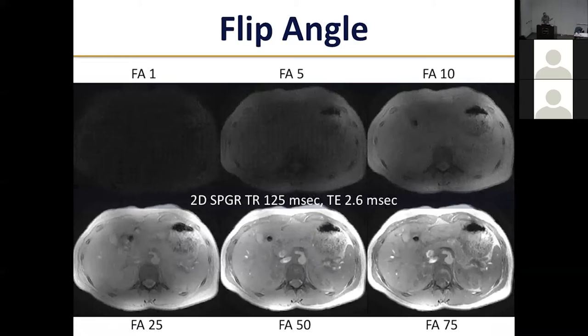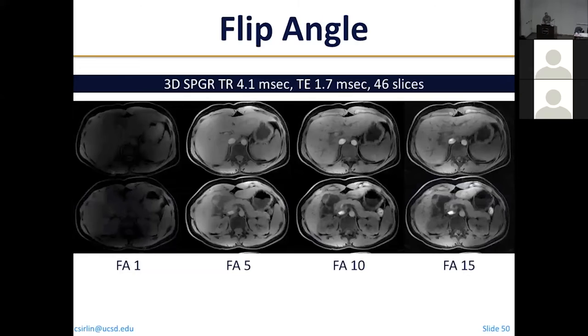Because this is a longer TR, notice that these flip angles have a broader range. This one is going all the way to a flip angle of 75. With the 3D sequence, which has a shorter TR of 4 milliseconds, notice that our flip angle range is lower. This particular case only goes to 15. Now, for those of you who are not following all these details, don't worry so much. Just know that different sequences have their own flip angle ranges. Earlier I was showing you one flip angle range, now I'm showing you another.